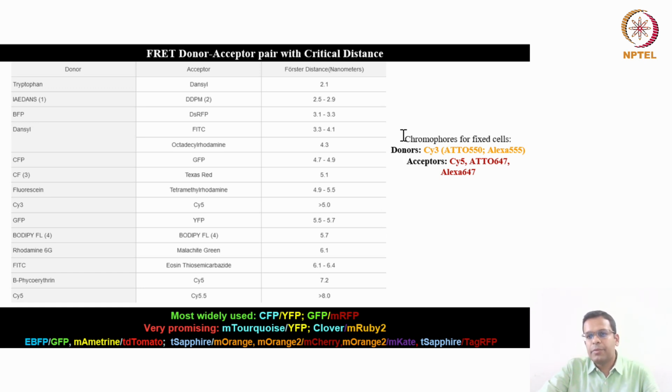And here are some recommendations for the fixed cells. If you are doing FRET analysis in the fixed cells, you should go for Cy3, Cy5 or Atto 550, Atto 647, Alexa 555, Alexa 647. These are the best donor and acceptor pairs for the fixed cells, whereas these are the fluorescent proteins, which are generally used for live cell imaging. So this FRET technique can be used in live cells as well as in fixed samples. If you are going for the live samples, you should use some fluorescent proteins. If you are going for the fixed samples, you can use some of these dyes for the FRET analysis.